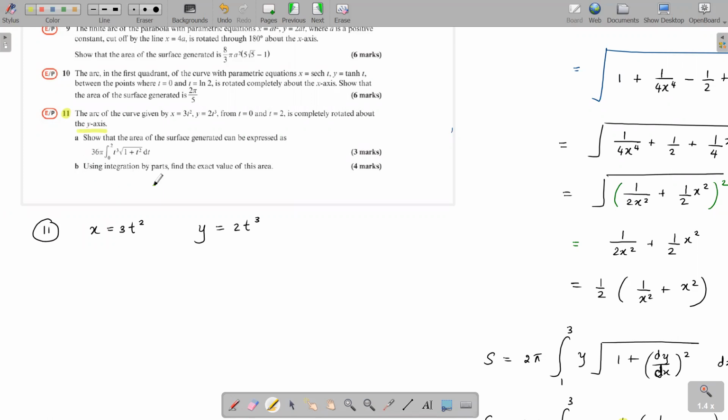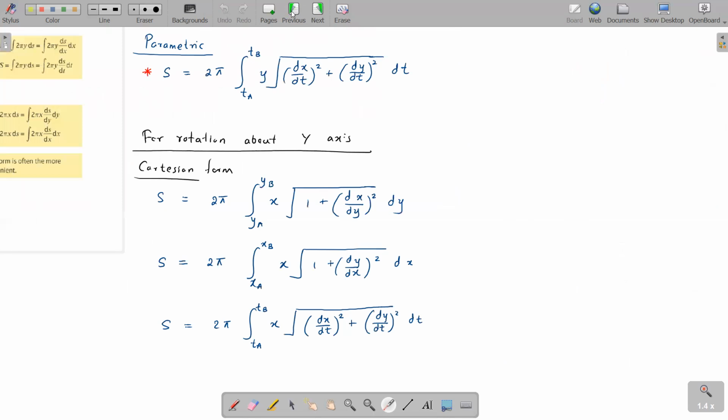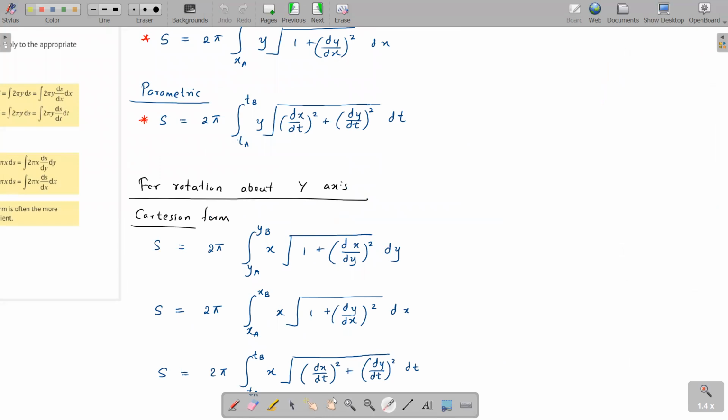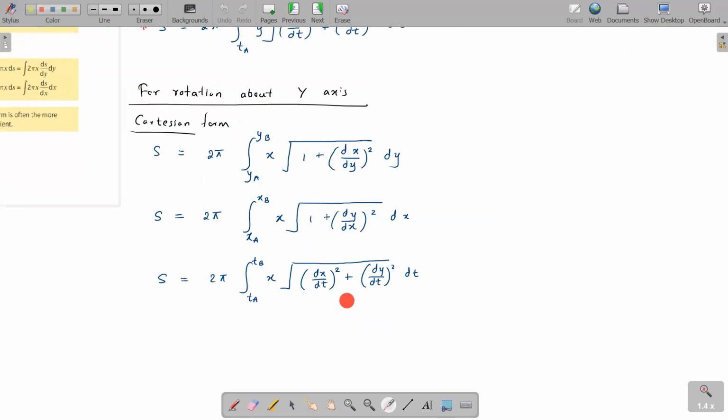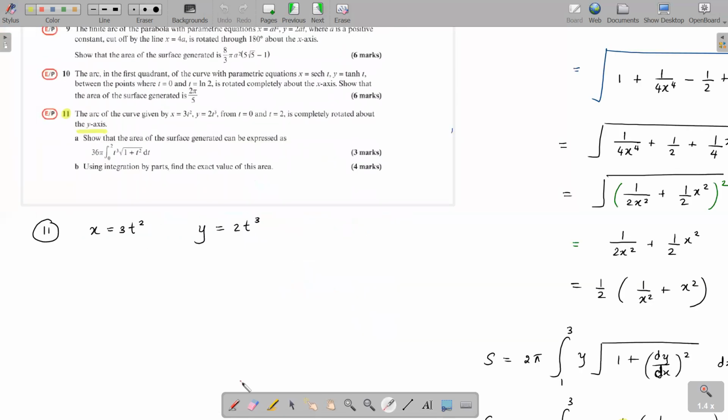So the first thing is you notice, is this a Cartesian or parametric equation? It is parametric. X and y are separated. For parametric revolution about the y-axis, there was a special parametric equation that we learned. For rotation about the x-axis we learned one, and for rotation about the y-axis, this is the equation: 2 pi integral x times root of dx by dt square plus dy by dt square. Let's use the equation.